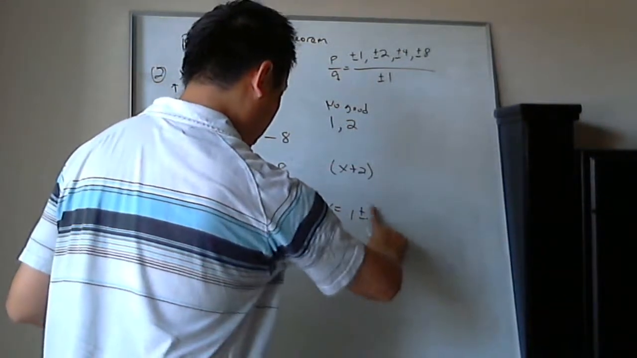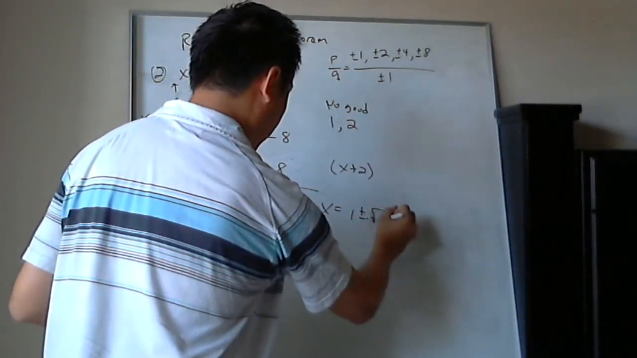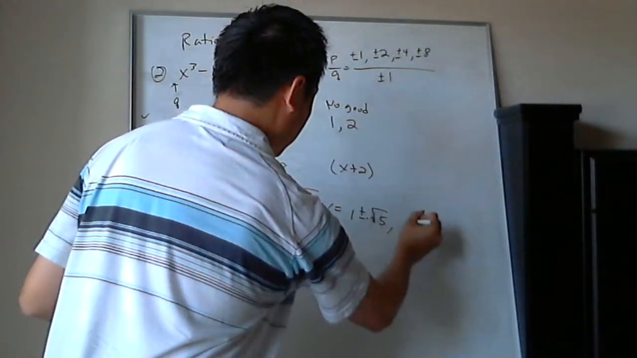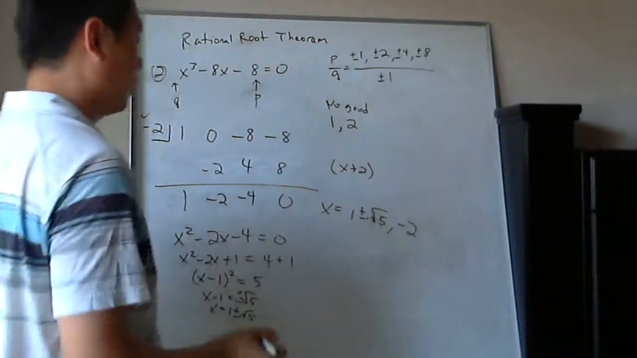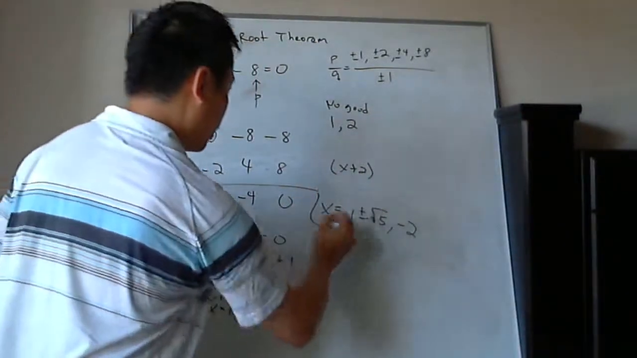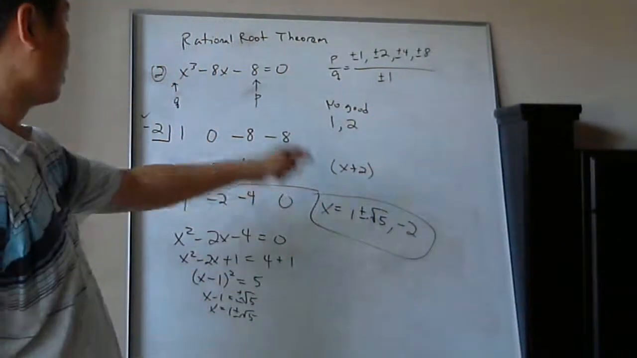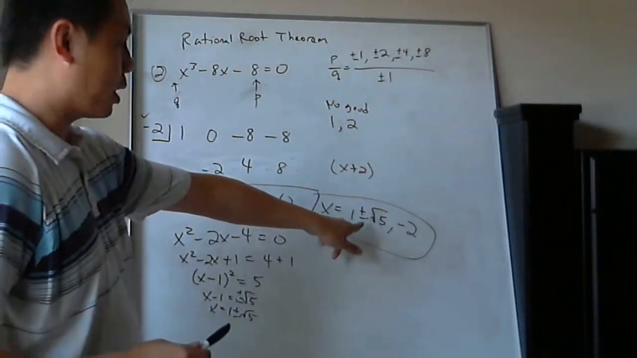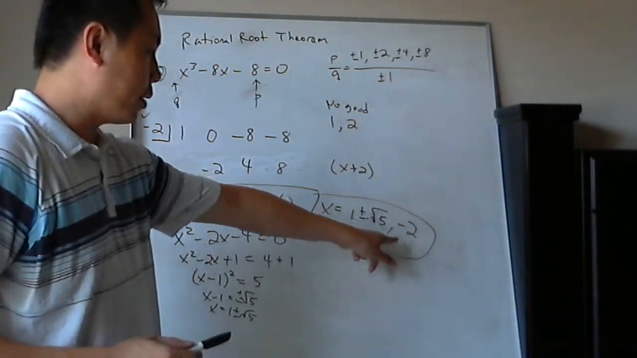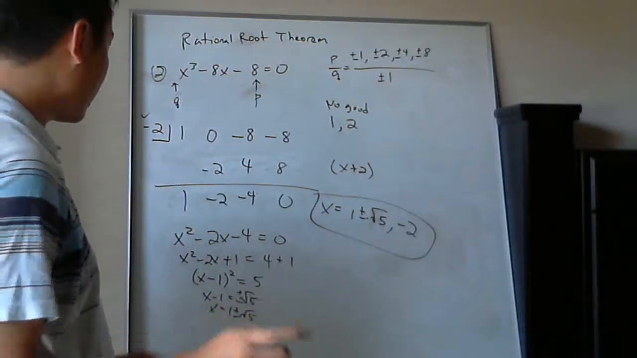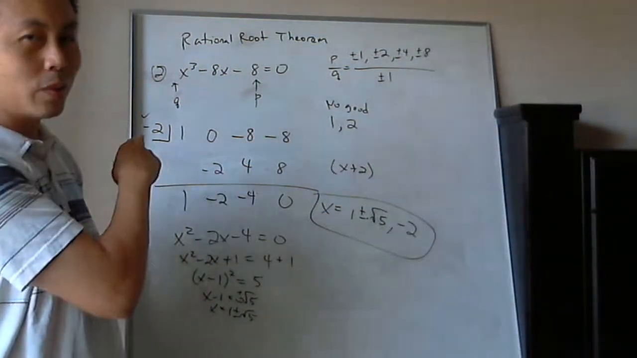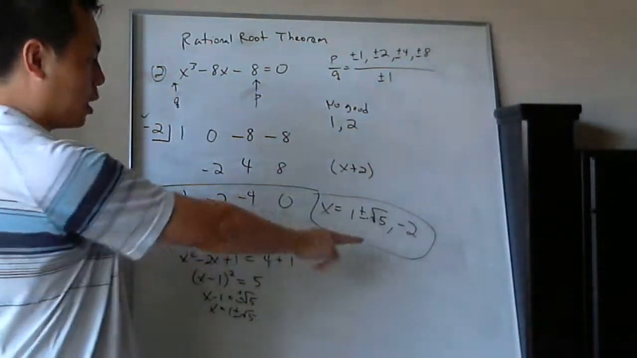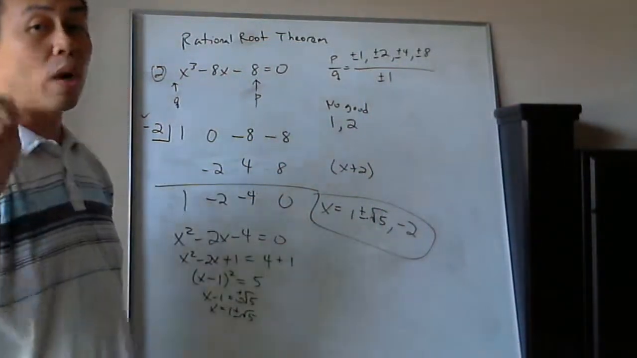Let me write my 5 a little more clearly. And then negative 2, I mean, negative 2. So that's my solution to x cubed minus 8x minus 8: 1 plus or minus root 5, and negative 2. Now, one thing you notice is that negative 2 is the only rational root in this whole solution set. There are 3 roots, but only negative 2 is rational.